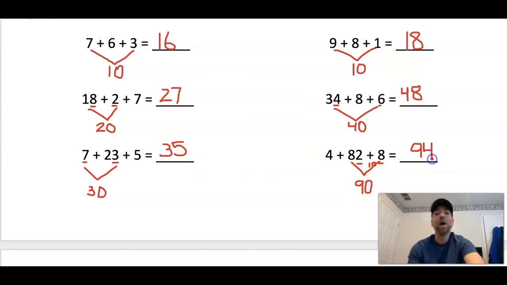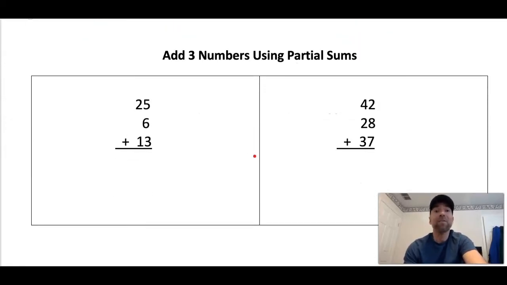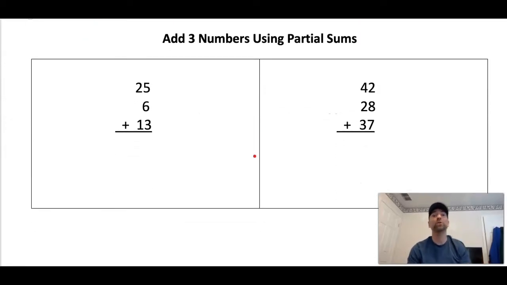94. Awesome job. Now, we're also going to be adding three numbers using our partial sums that we've practiced in the past. We've always added two numbers. Well, we're going to stretch it today, make it a little tougher. So remember, with our partial sums, I add up my tens first, and then I add up my ones. So I have two tens, which is 20. I don't have any tens in this number, but I have one 10 in this number.